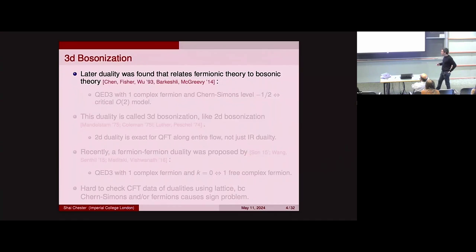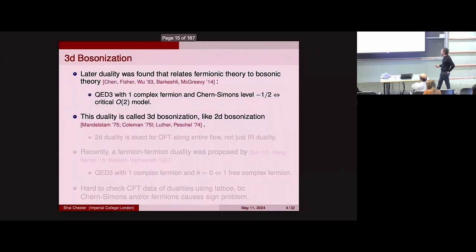A more recent version of duality, which does involve Chern-Simons coupling, relates theories that involve fermionic degrees of freedom to ones that have bosonic degrees of freedom. This was done more recently by some of the authors who are in the room. One such example of this duality is, again, QED3, now with one complex 2-component fermion and Chern-Simons level -1/2. This is supposedly dual, again, to the O(2) Wilson-Fisher fixed point. So it is a different duality, although one side of the duality is the same.